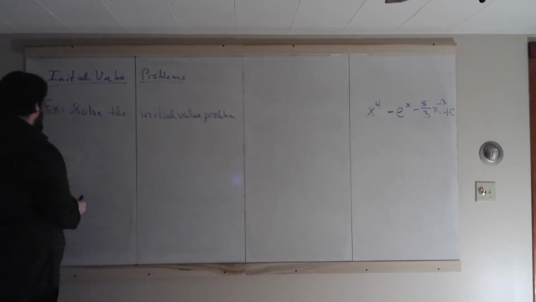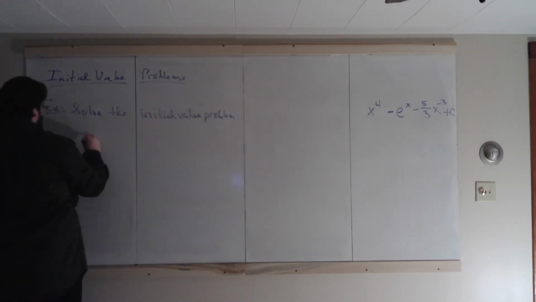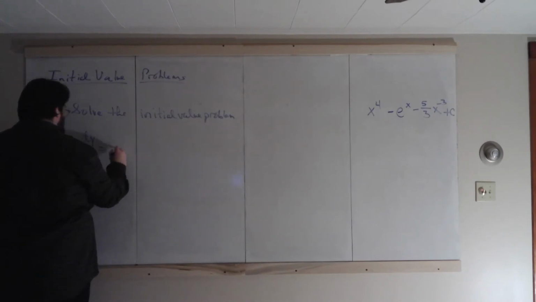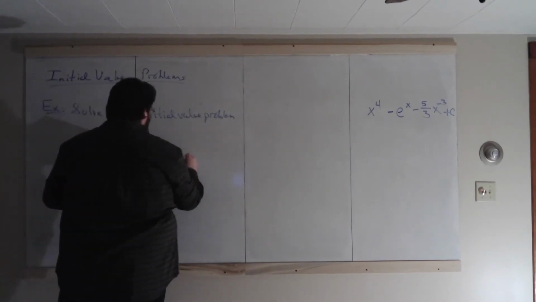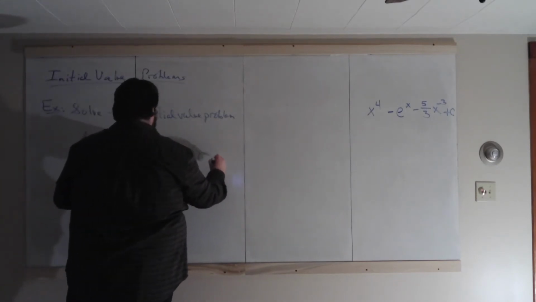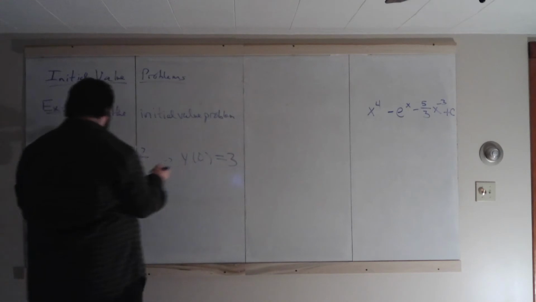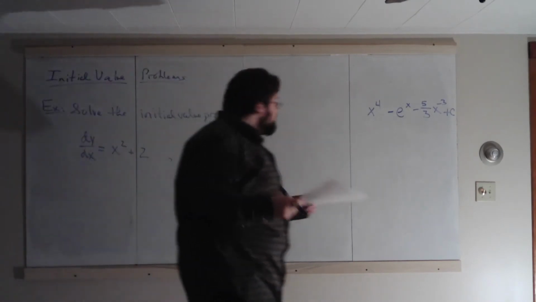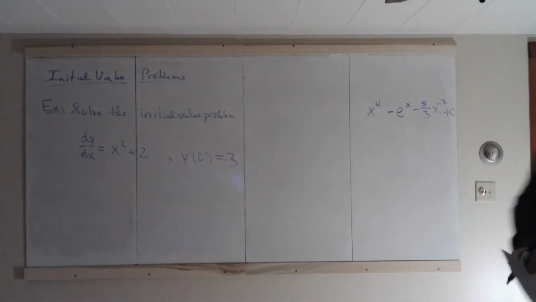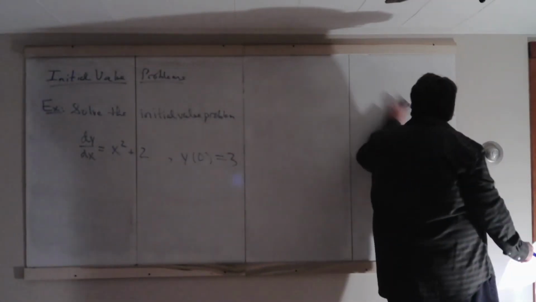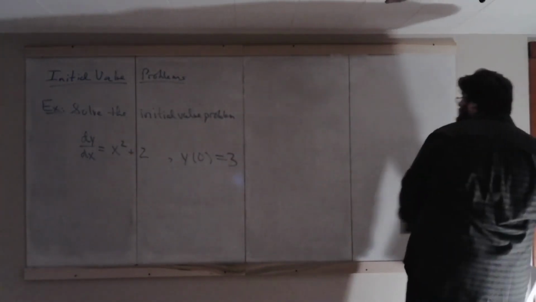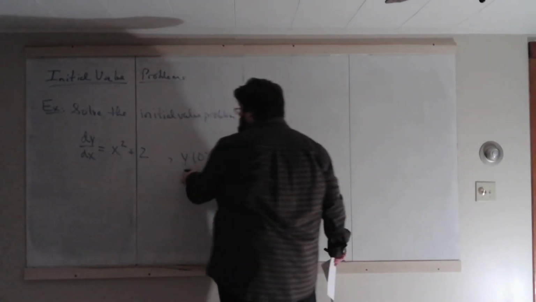So what is it? dy/dx, it gives you a derivative, equals x squared plus 2, but y of 0 equals 3. So solve this initial value problem. Here we're given a derivative, and we're given a condition on the original function y.